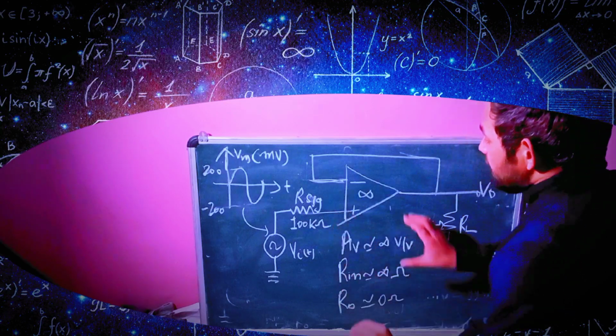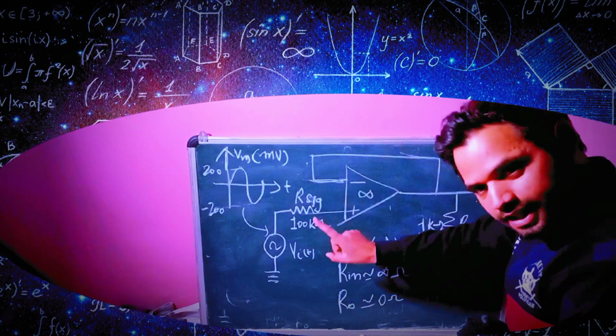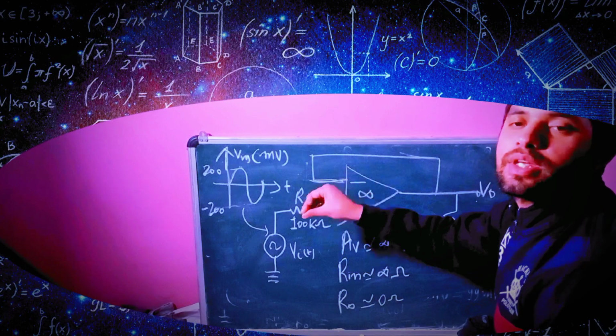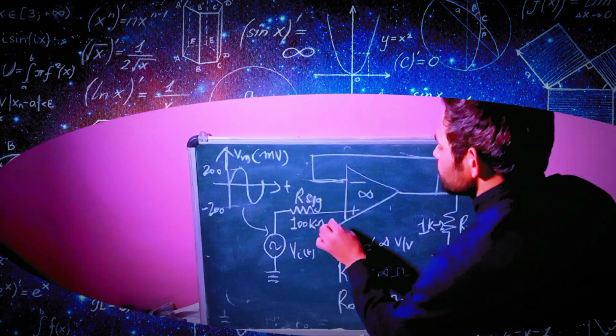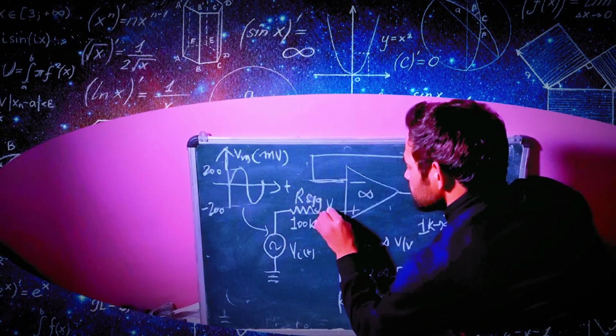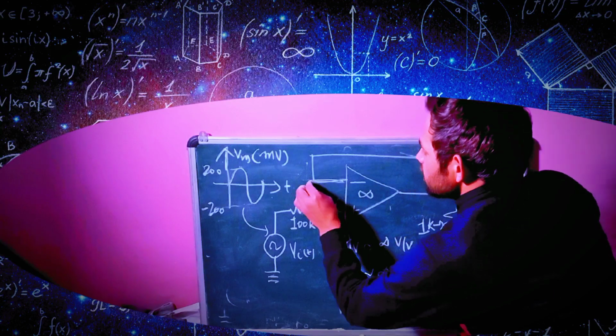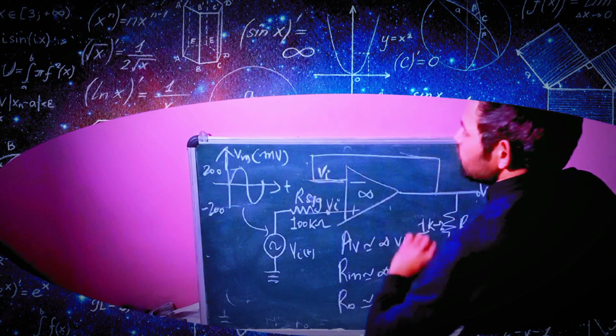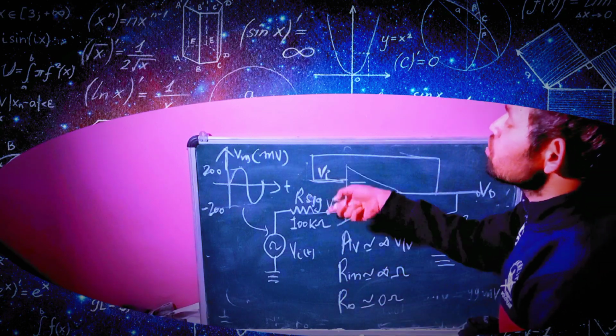Now see, when the operational amplifier is ideal and in negative feedback, then the virtual ground concept is valid. What is the virtual ground concept? Whatever voltage is here, like here input voltage Vi is there, the same amount of voltage will appear here, Vi. So this is the virtual ground concept.